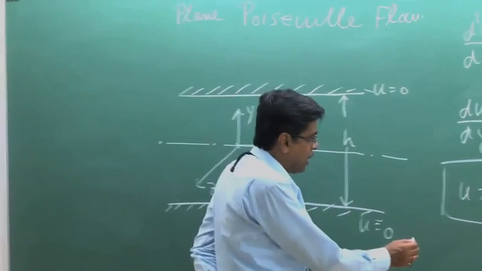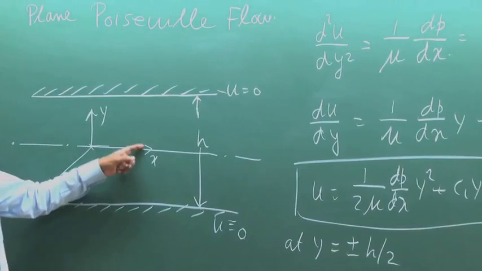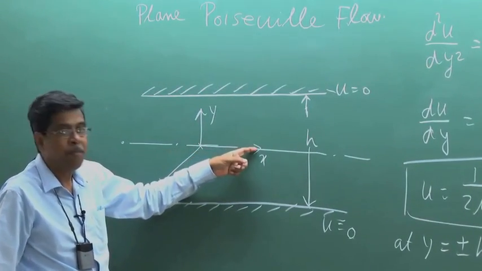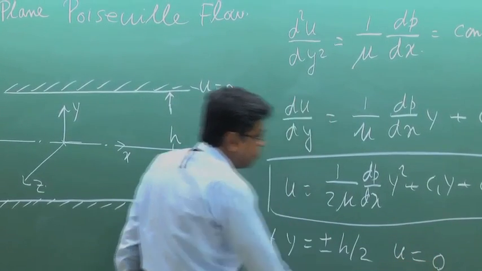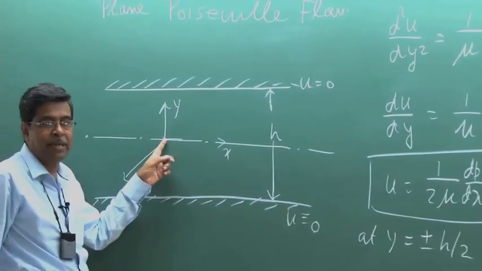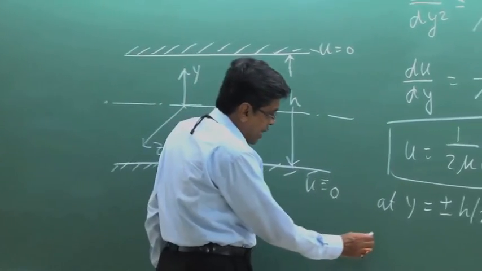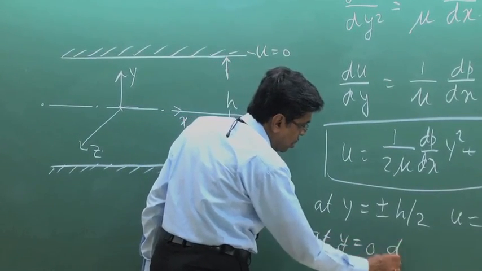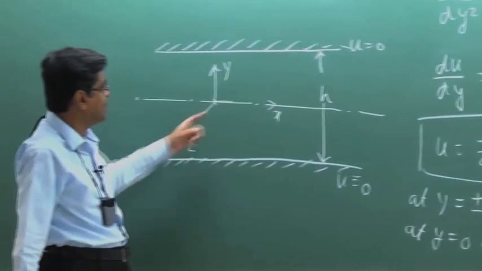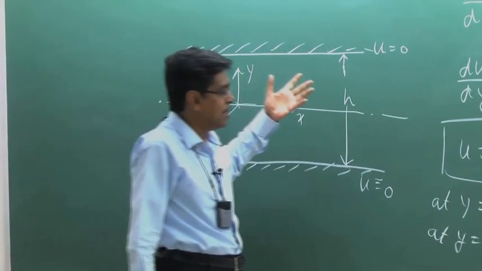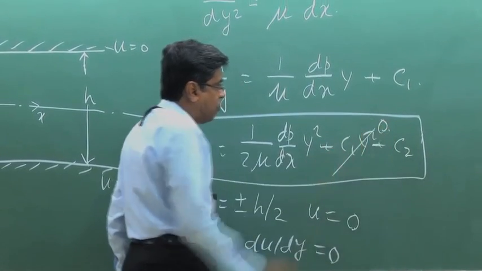Therefore, our boundary conditions will be at y is equal to plus minus h by 2, that means at the two walls, h by 2 and minus h by 2, since we have taken the x-axis along the center line. Clear? No slip condition demands u is equal to 0. Since the flow is symmetric about this center line, we can write at y is equal to 0, du dy is 0, and this comes from the physical sense of symmetry. Mathematically, C1 has to be 0, which means there cannot be any term containing the first power of y.